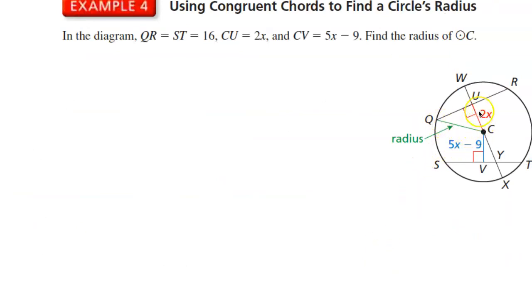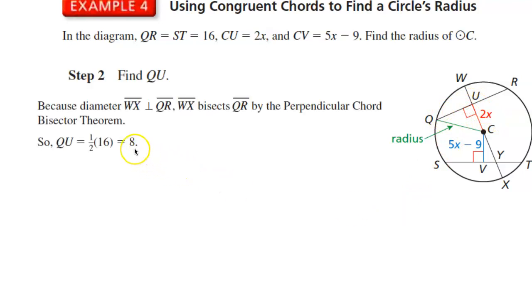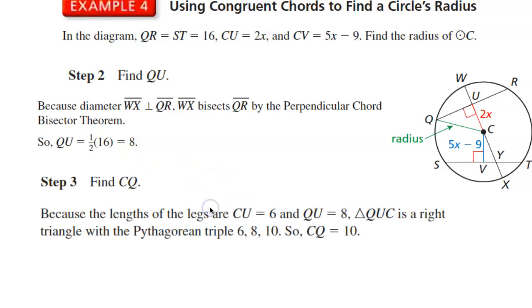So here's our right triangle. And remember the same given information. This is now 6 because we solved for x is 3. QU is 8 because it's half of 16. And this is what that shows right there, it's 8. And then I can do Pythagorean theorem.